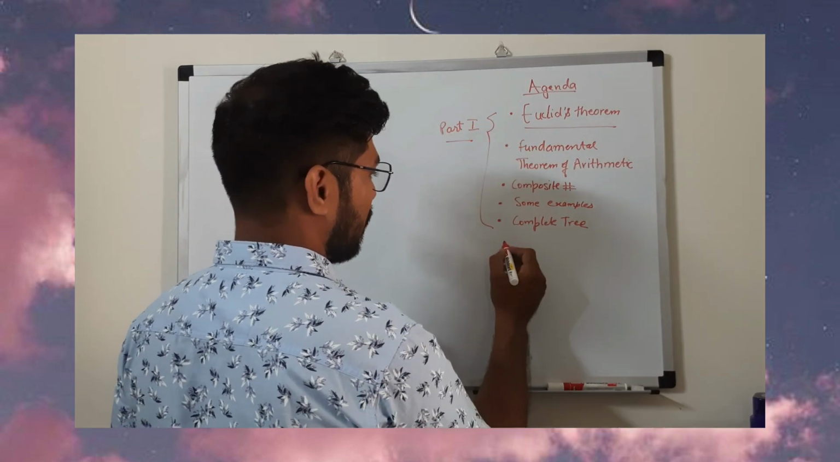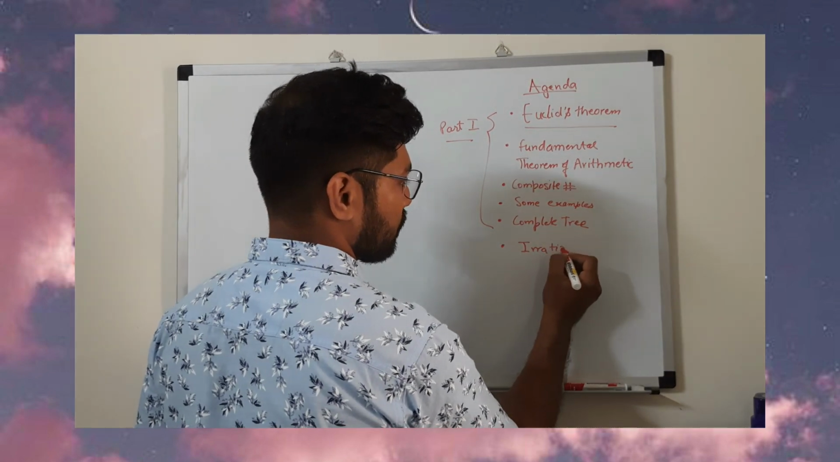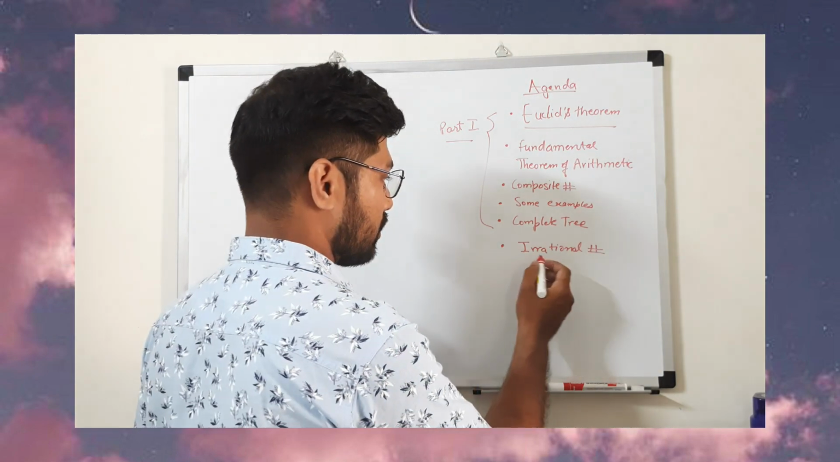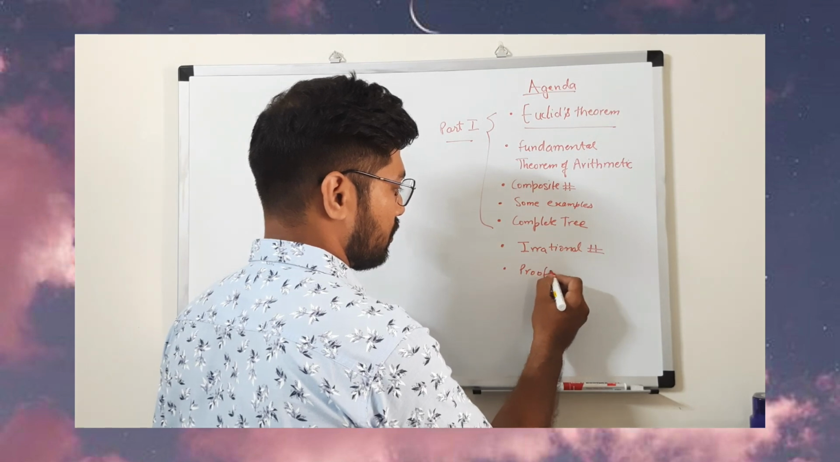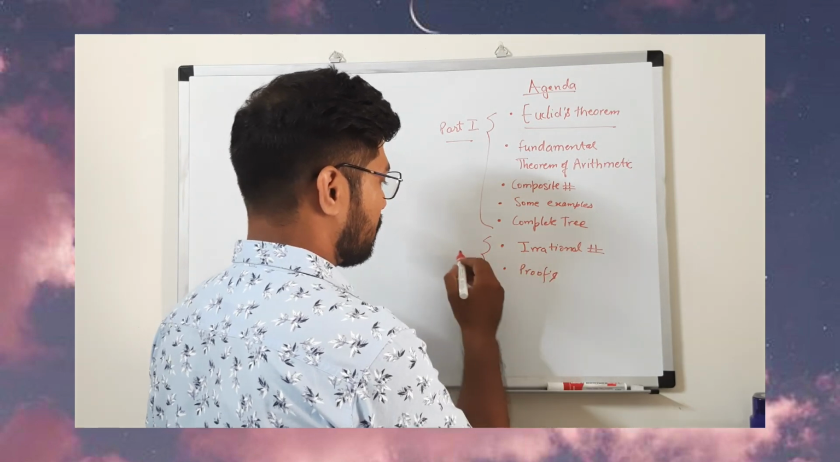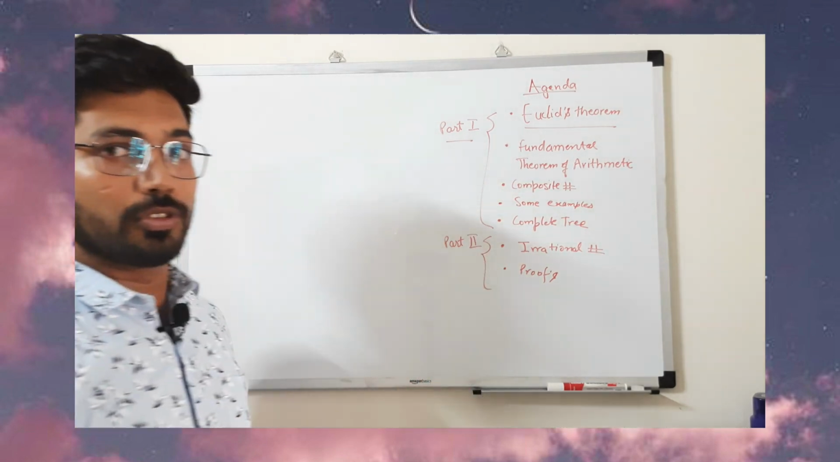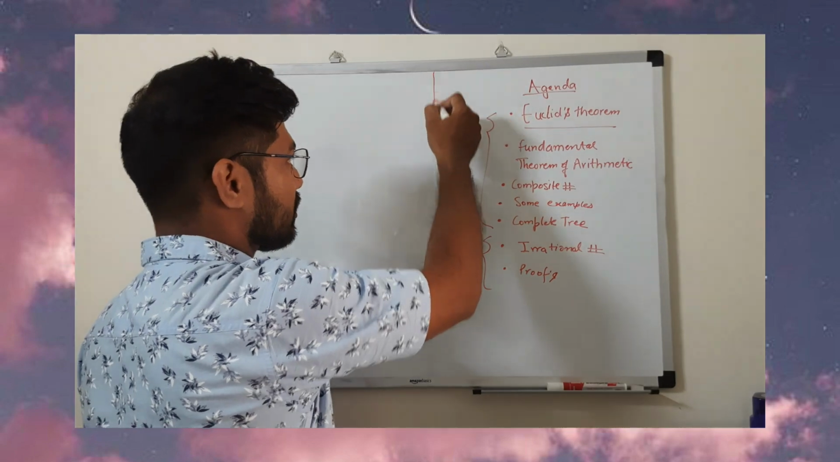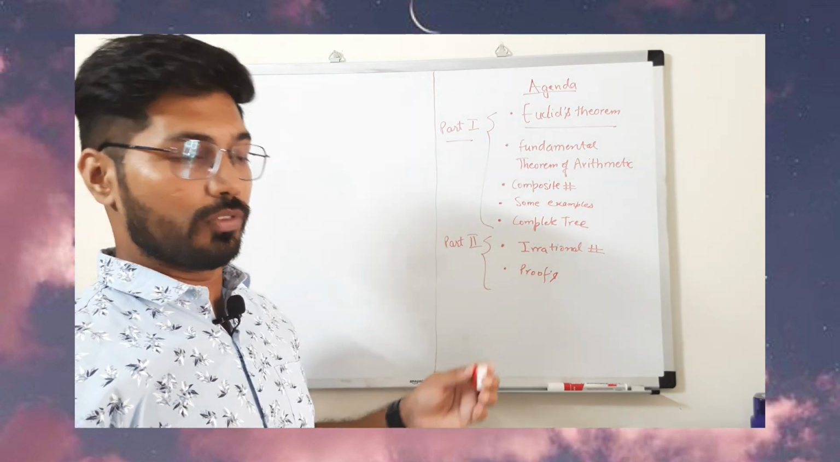And part 2 is irrational numbers and proofs. So this will be part 2. Hope you understand the agenda. Now let's see what this theorem says, and how we are going to prove it.